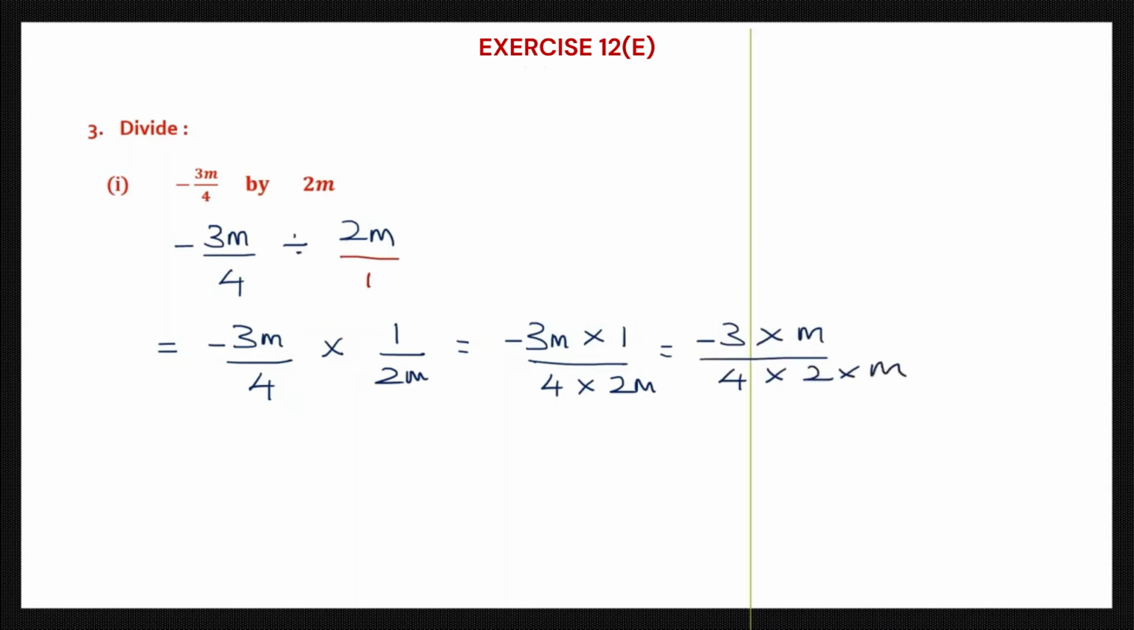So let me cancel what I can. So here I can cancel the m. So what is left here is minus 3 by 4 2s are 8. So that is my final answer, minus 3 by 8. So this is our answer to this question.